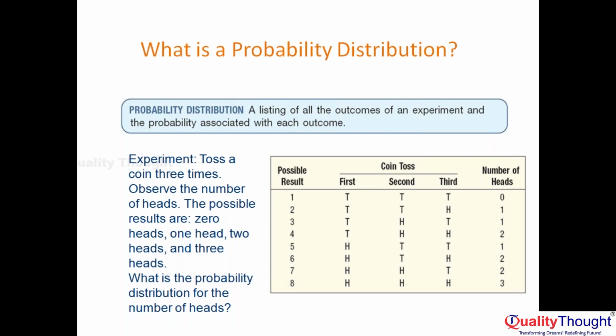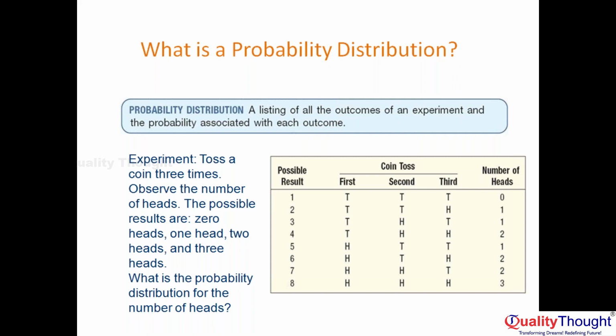Whenever I toss a coin 3 times, there might not be any head, maybe one time one head. So we need to identify the probability distribution for the number of heads. We are talking about the probability distribution, not about how much probability there is for getting one head, how much probability there is to get 2 heads. I'm not talking about that part. I'm talking about the probability distribution for the number of heads.